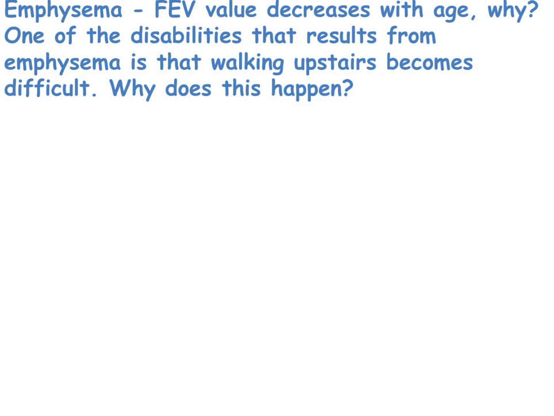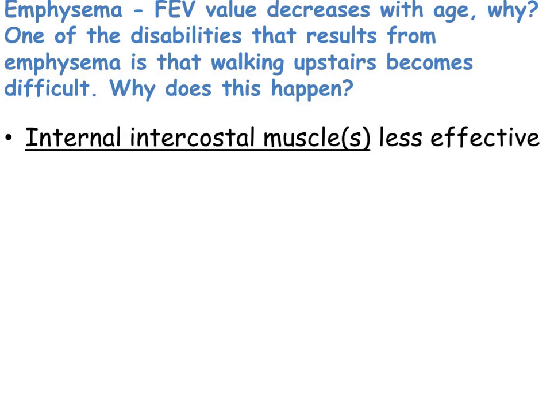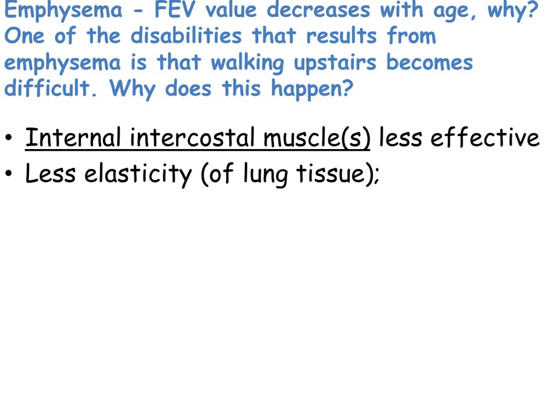In emphysema, the FEV value decreases with age. Why? And one of the disabilities that results from emphysema is that walking upstairs becomes difficult. Why does this happen? So first one, why does FEV value decrease with age? Because the internal intercostal muscles get less affected, or there is less elasticity of lung tissue.